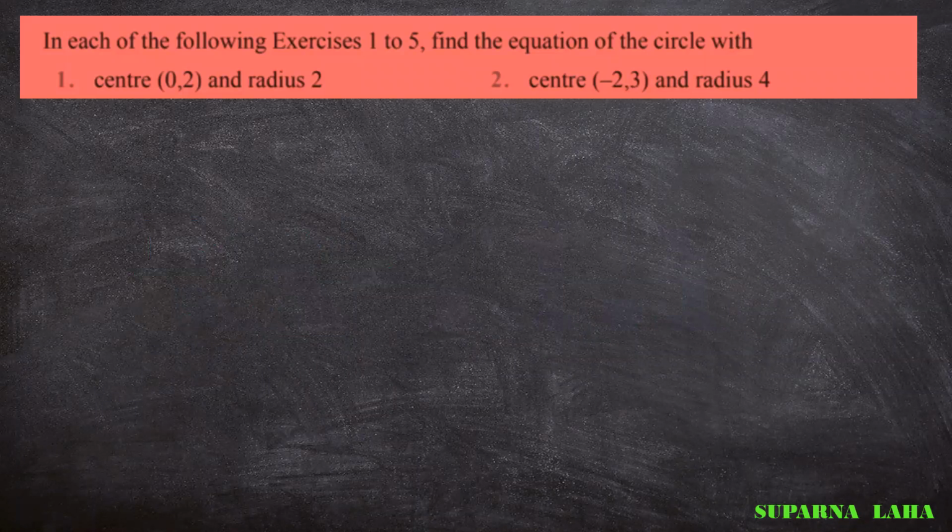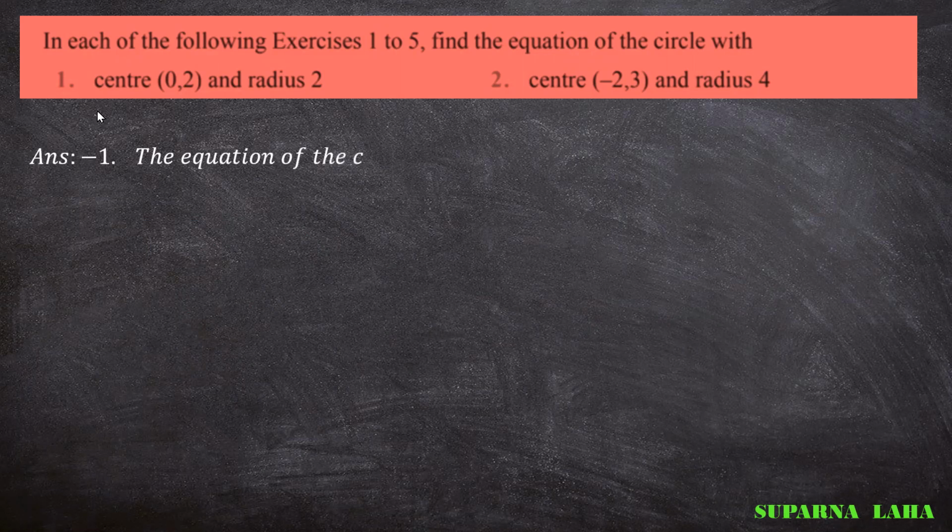So here's the first question. In each of the following exercises, particular questions are there from 1 to 5. You need to find the equation of the circle where its radius and the center are given. So when the radius and the center are given, you need to apply the standard form, that is (x minus alpha) the whole square plus (y minus beta) the whole square is equal to r square. Clear?